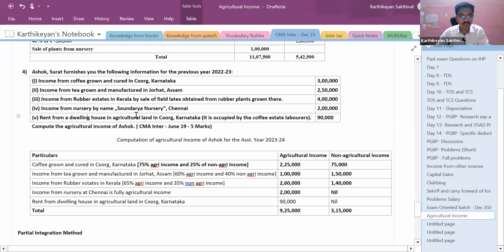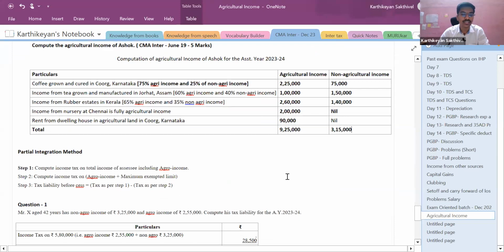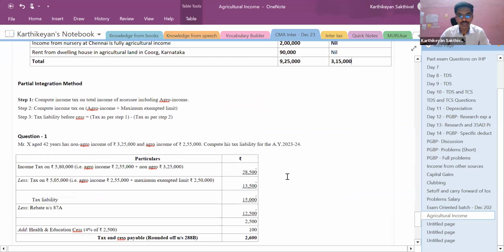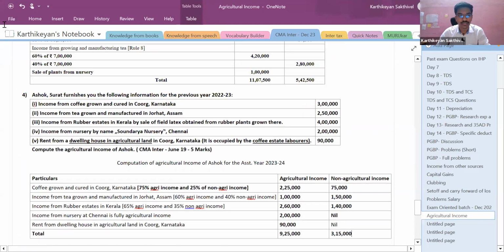Rent from a dwelling house in agricultural land, right? It is used for coffee estate labor, so it is used for agricultural purpose. Since it is used for agricultural purpose, it is also to be treated as agricultural income. So total 9,25,000 is to be treated as agricultural income, and 3,15,000 is to be treated as other than agricultural income. So this is one part.